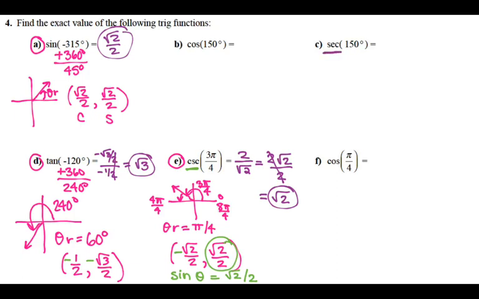For letter C, this one's secant. So the reciprocal of secant is cosine. So you would find cosine first and then take that answer and flip it over. But like I said, I'm not going to do all of them because it gets repetitive. And I think I picked the more challenging of these 6 problems to go over.